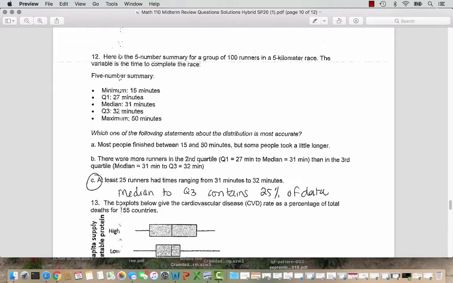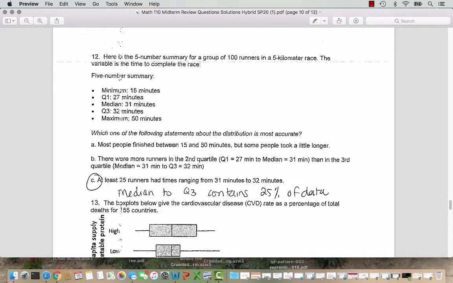Statement A says most people finished between 15 and 50 minutes, but some people took a little longer. Well, that's not true because the maximum is 50 minutes, so nobody took longer than 50 minutes. Statement B says there were more runners in the second quartile than in the third quartile. Well, that's not true because every quartile holds 25% of the runners. In this case, there were 100 runners, so that makes our math easy. There were 25 runners in each quartile.